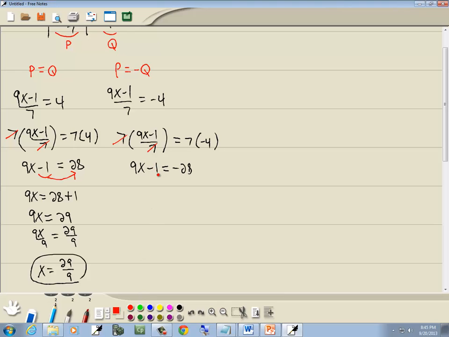Next step, third step, get everything with an x on one side, numbers on the other. So I'll take negative 1 over to the right side. I'm going to do that, it becomes a positive 1. Combine together numbers in a step. Negative 28 plus 1 gives us negative 27. Last step is divide both sides by the number in front of your x, which is a 9. And negative 27 divided by 9 gives us negative 3. And those will be our two answers.